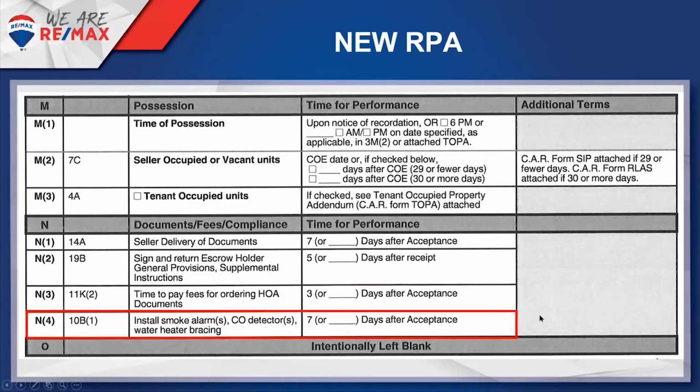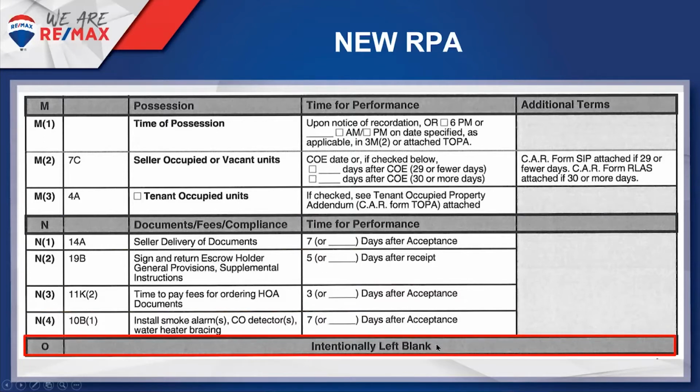And then finally, this is another new thing. Smoke detectors and carbon monoxide detectors and water heater bracing must be done within 7 days of acceptance. Why? Because frequently the appraiser will call that out if it's not done. And then that delays the transaction. It causes extra expense to the buyer, perhaps for having to pay for an appraiser to come back and certify that it's done. CAR Legal, the legal hotline, has had lots of problems with that. I've had a few issues with it over the years as well. And so getting it done early was the purpose of putting that forward.